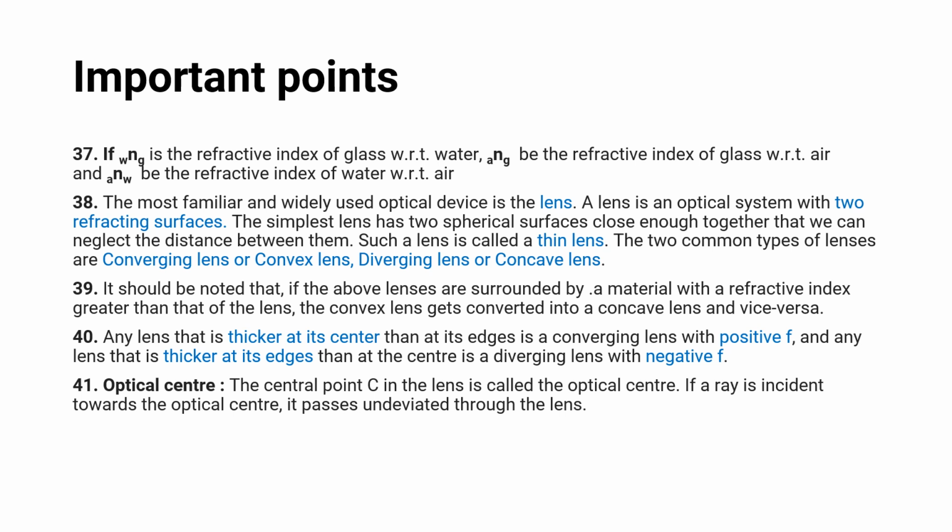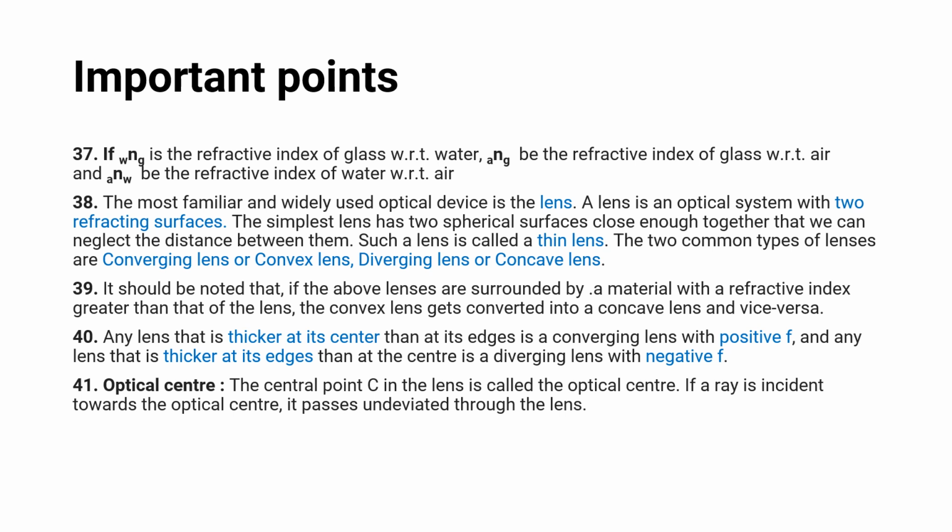The most familiar and widely used optical device is the lens. A lens is an optical system with two refracting surfaces. The simplest lens has two spherical surfaces close enough together that we can neglect the distance between them. Such a lens is called a thin lens. The two common types of lenses are the converging lens, or convex lens, and the diverging lens, or concave lens.